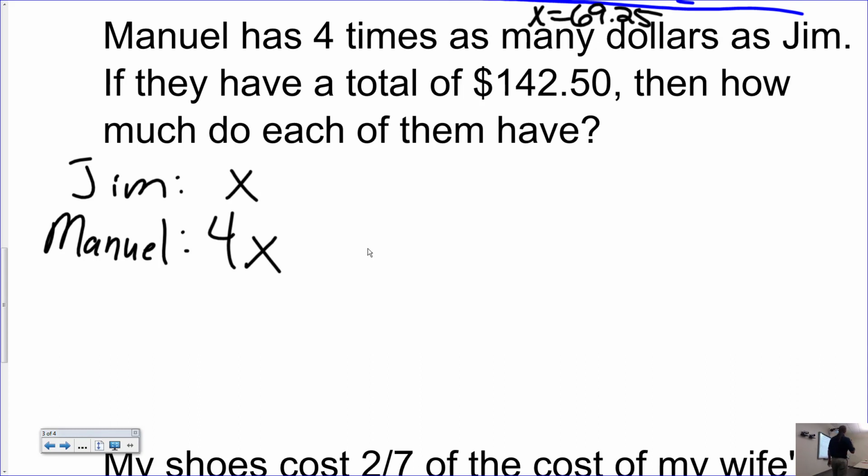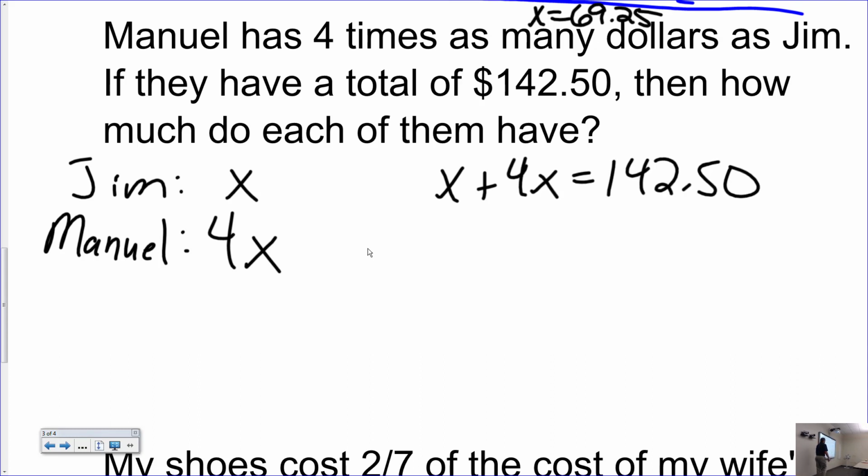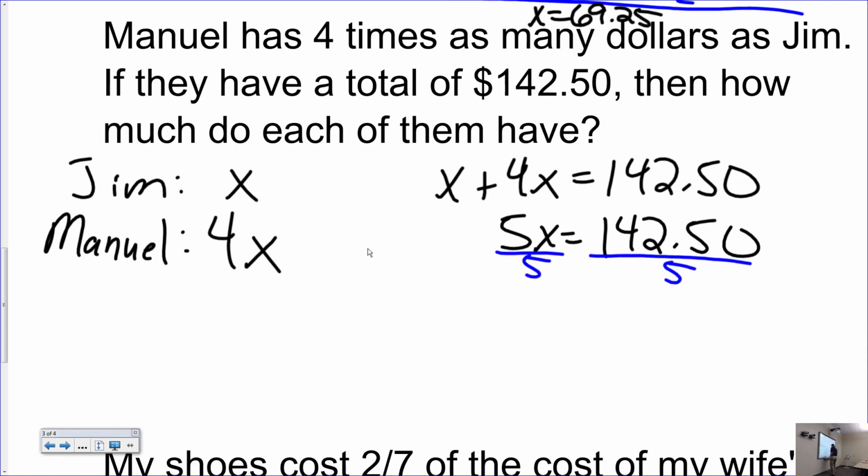Okay? Just, again, be a little cautious. And then again, it says the total is 142.50. Now you see, take the 2 of them. I'm getting the answer before I write it down. X plus 4x has to be your 142.50. A little bit easier because there's no numbers floating around. X plus 4x is just 5x. Divide both sides by 5. What is that, 20 something? 28.5. 28.50.